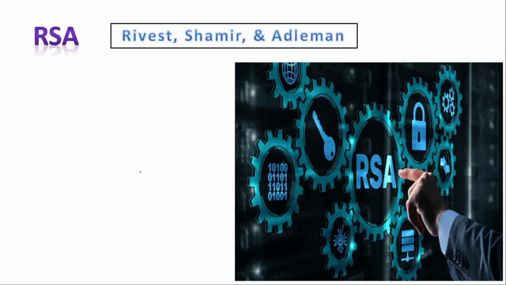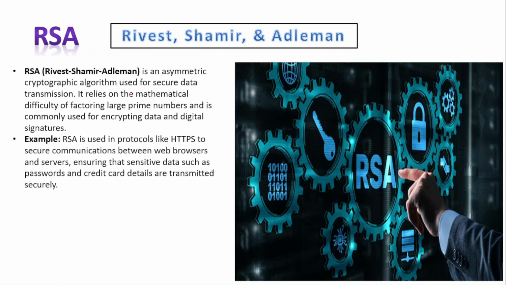RSA, that is Rivest, Shamir, and Adleman. So RSA, Rivest, Shamir, Adleman is an asymmetric cryptographic algorithm used for secure data transmission. It relies on the mathematical difficulty of factoring large prime numbers and is commonly used for encrypting data and digital signatures. Example, RSA is used in protocols like HTTPS to secure communication between web browsers and servers, ensuring that sensitive data such as passwords and credit card details are transmitted securely.